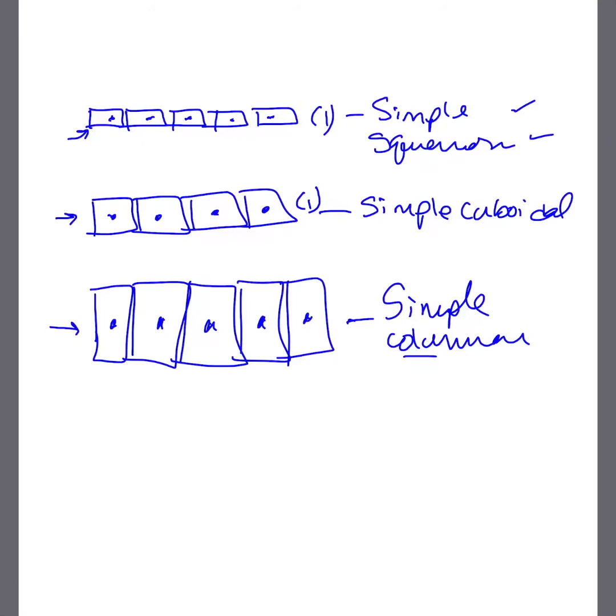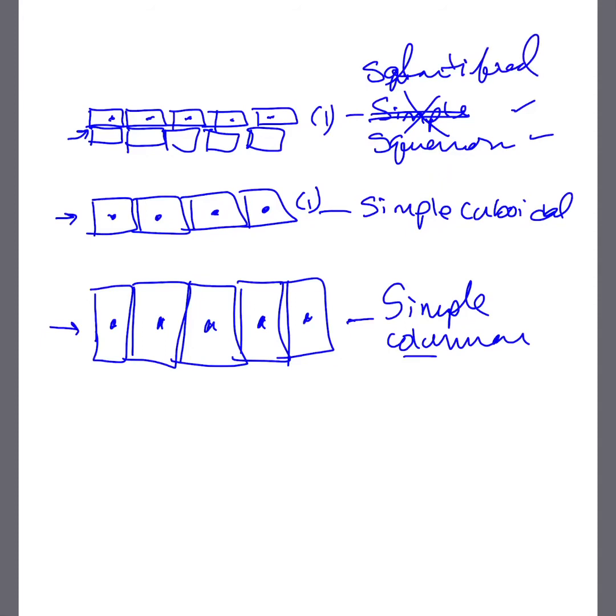Also, I mentioned that you can have stratified layers, right? Which means it's 2 or more. So if you would add a second layer right here of cells, then instead of simple, it becomes stratified. So stratified squamous. The same here. And the same here.